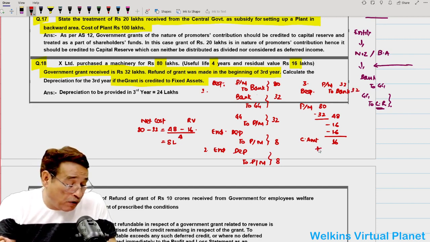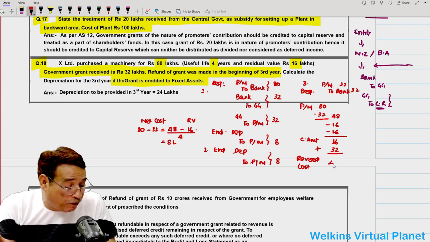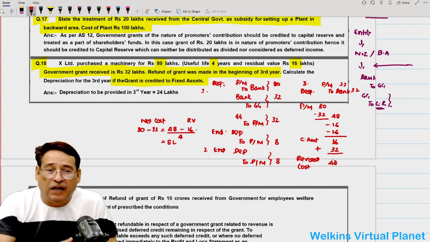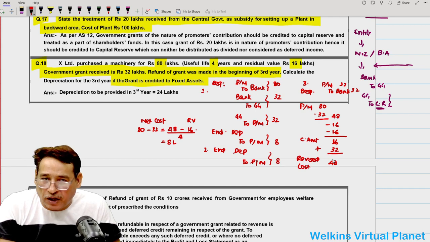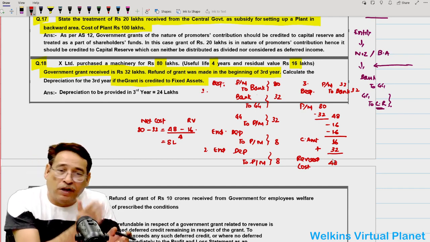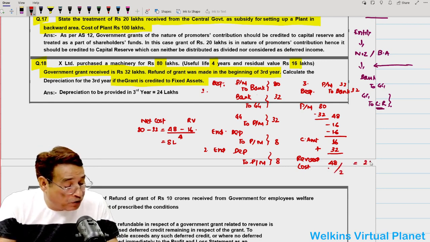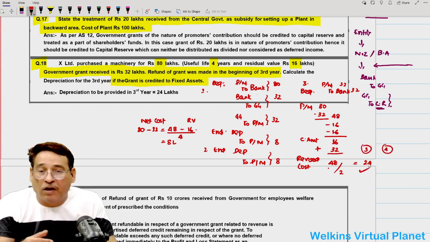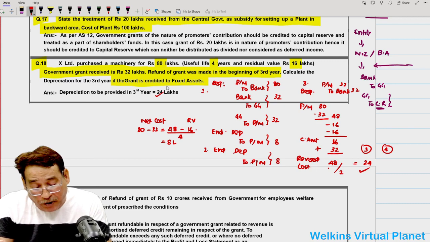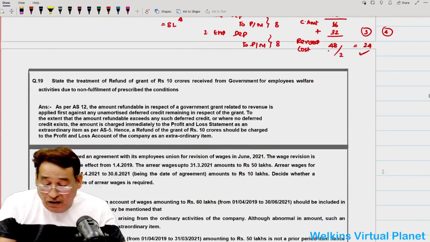Because of the refund, your revised cost of plant and machinery, known in accounting as the revised cost, will be equal to 48 lakh. And the question is asking, at the end of the third year, how much depreciation I need to provide. Now, out of 4 years, 2 years have gone by. So the depreciation for the remaining period, because the remaining period is two, for the third year and even for the fourth year will be equal to 24. We are concerned with the third year. So in the third year, depreciation is equal to 24 lakh. Correct?